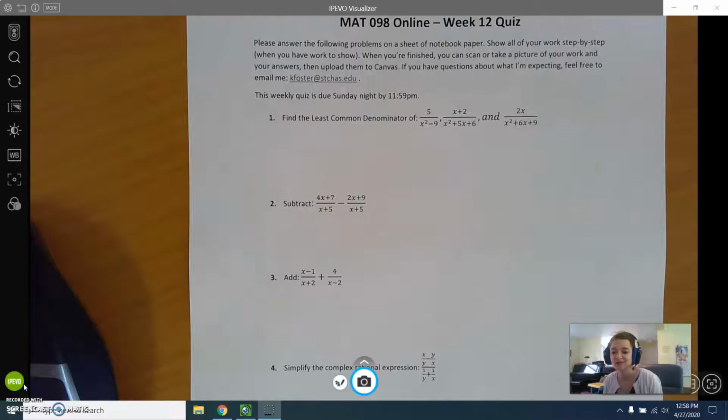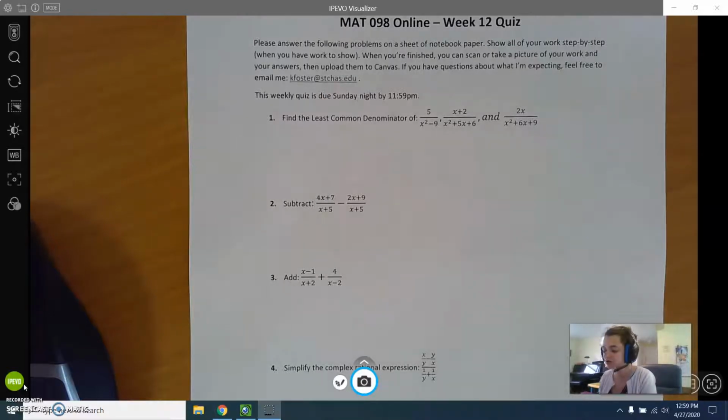This week you did a lot of operations with rational expressions, so I tried to break that down into pieces for you and ask a little bit about each thing. For number 1, I'm just asking for the least common denominator. We have 3 different rational expressions and we want to find that least common denominator, presumably so we can add or subtract them.